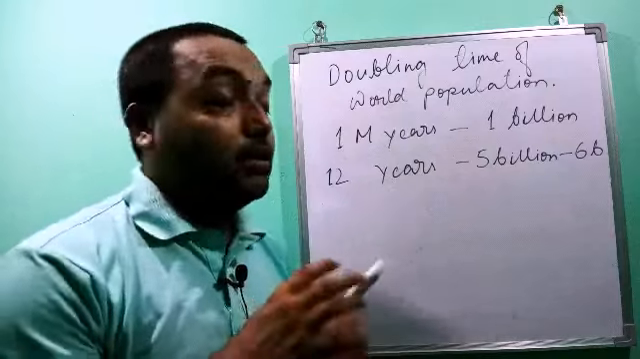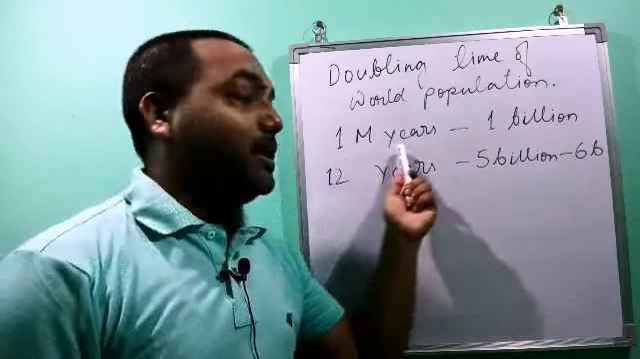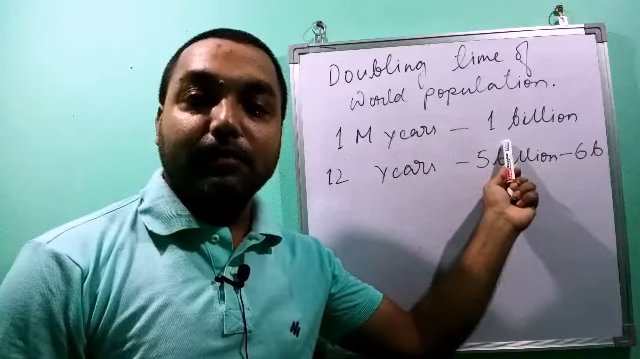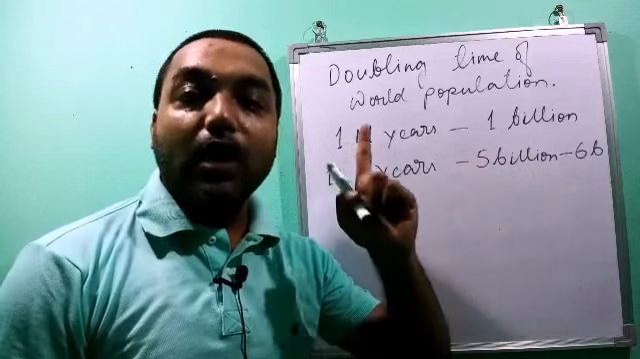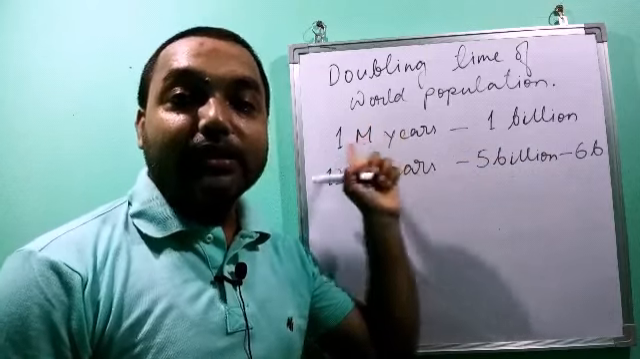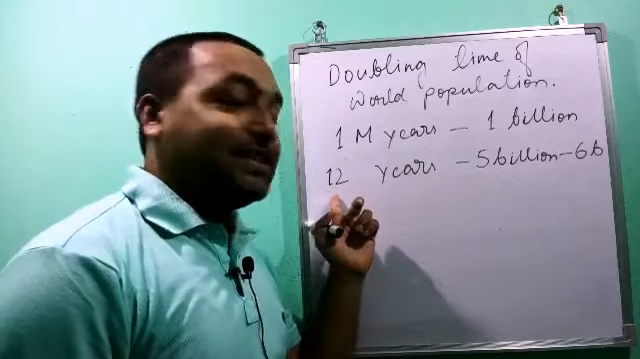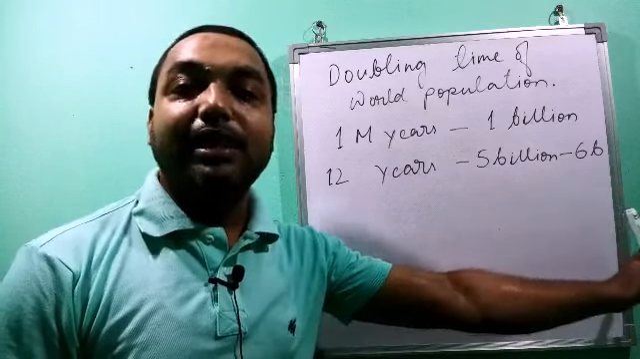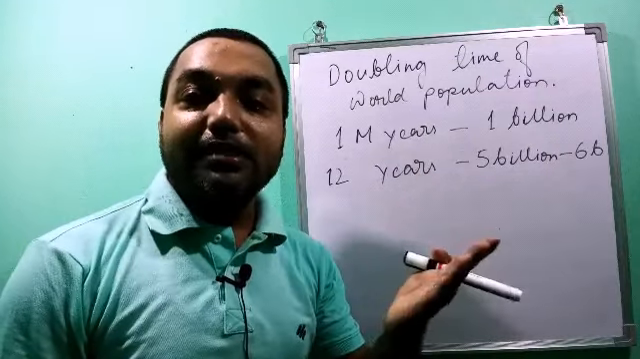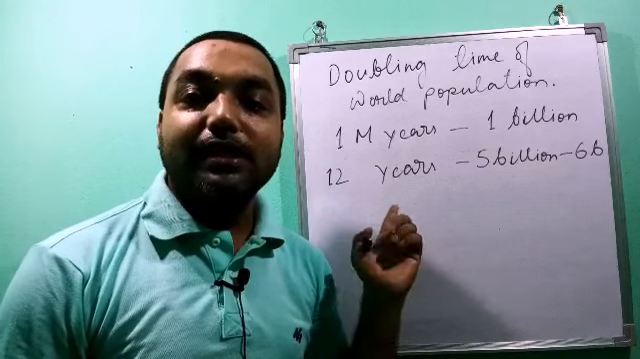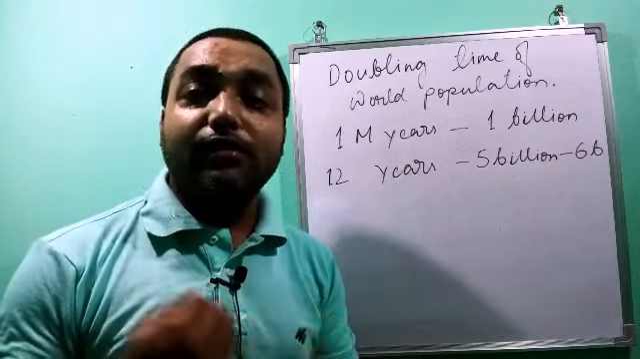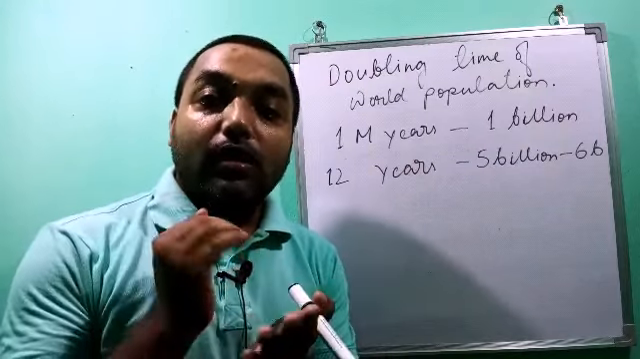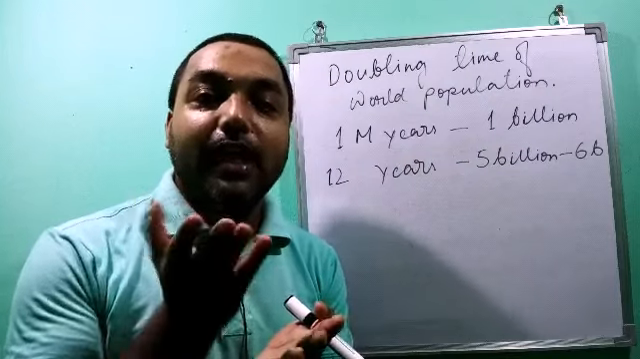But here if we see, the world has taken the first 1 million years to add the first billion population. So the world population became 1 billion in 1 million years, but it has grown from 5 billion to 6 billion in just 12 years. So the last billion added to the world population took just 12 years. Just think about the rate of increase, how it is doubling and doubling day by day. So the speed of doubling of population is very high.